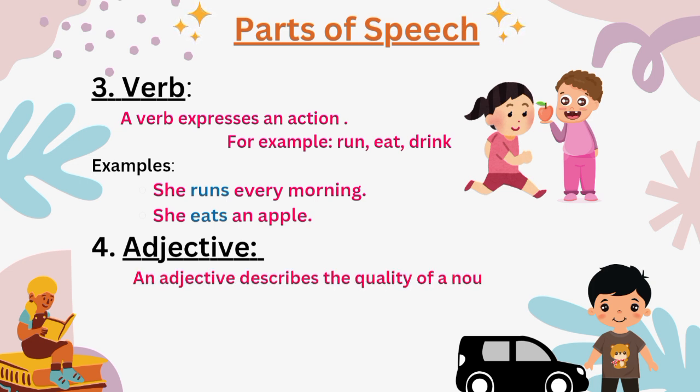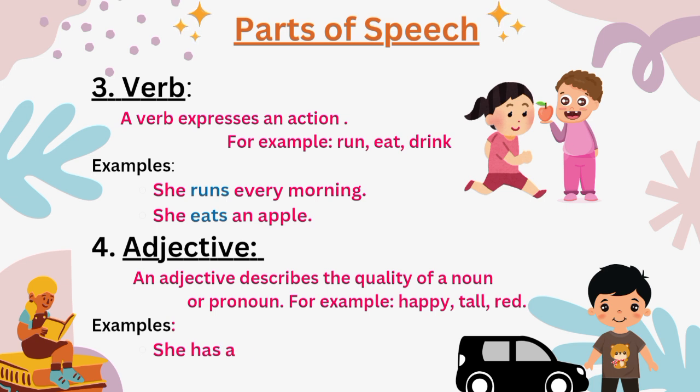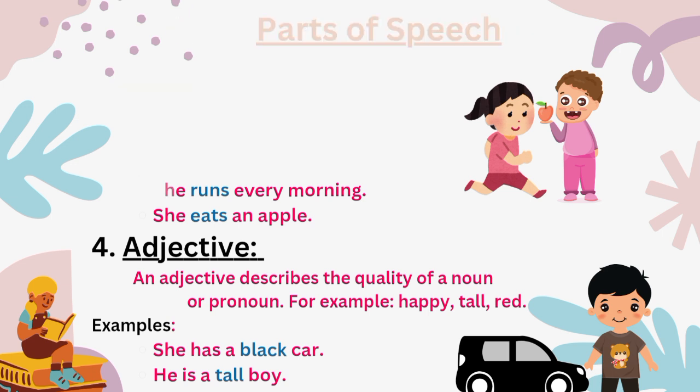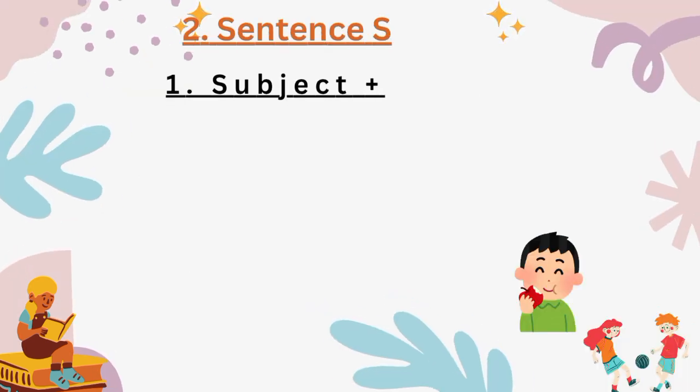Next one is adjective. An adjective is a word that describes the quality of a noun or pronoun. For example, happy, tall, red. See some other examples. She has a black car. He is a tall boy. Now, in these two sentences, black and tall both are adjectives. Why? Because they tell you about the quality of a noun. I hope students you have understood the basics of noun, pronoun, verb and adjectives. These are important building blocks for making sentences.